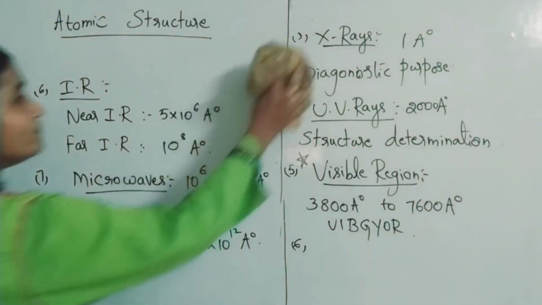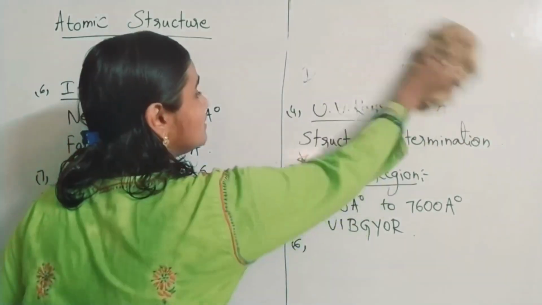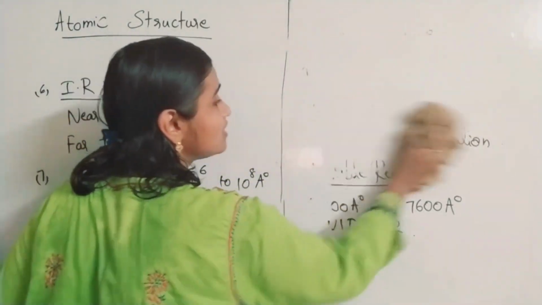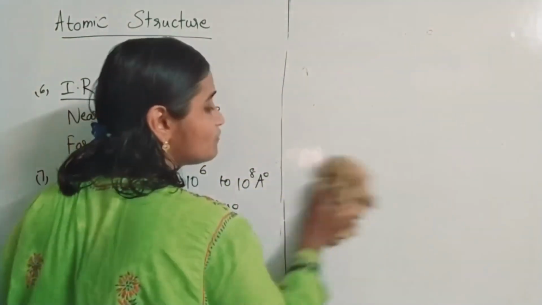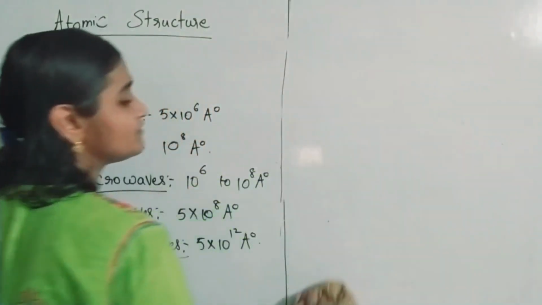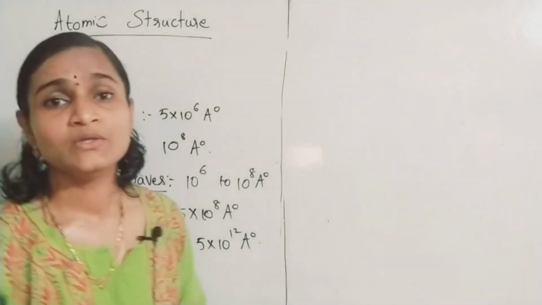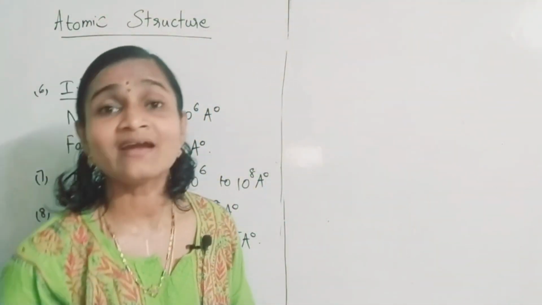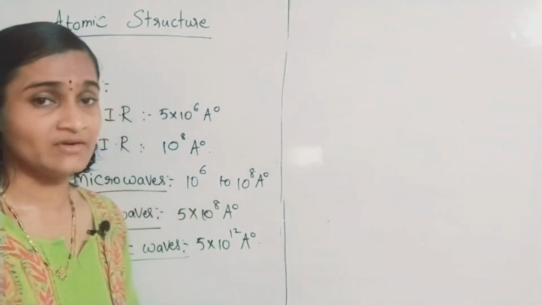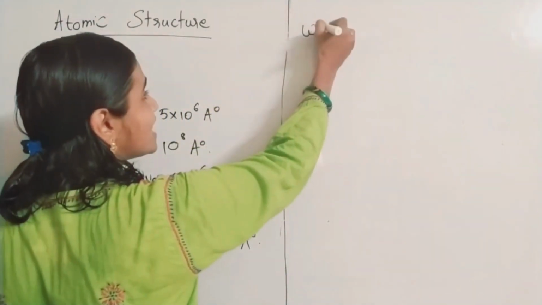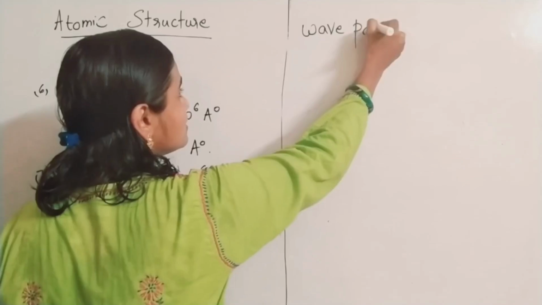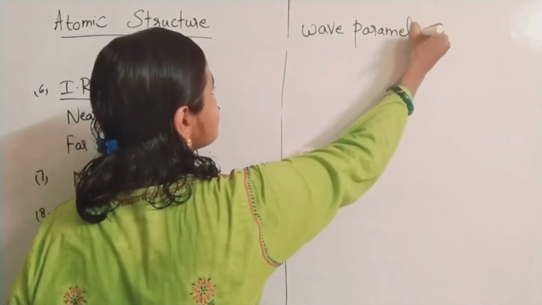Now coming to the next thing which we have to learn, which is about wave parameters. What are wave parameters? If you have to learn about certain waves, you have to know the characteristics possessed by a wave. So you have to keep the side heading wave parameters.